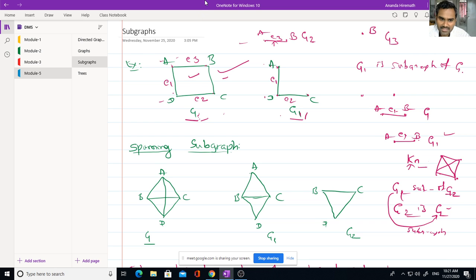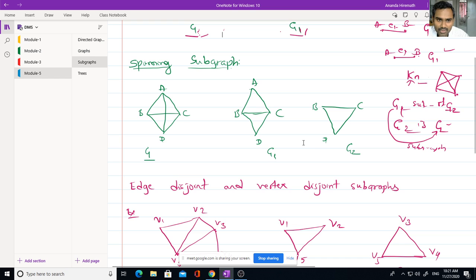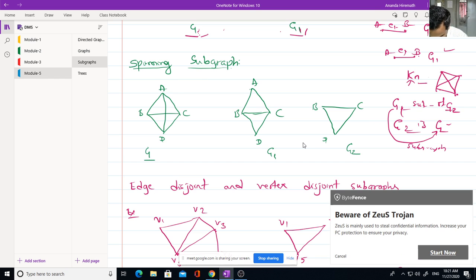Okay? Now next, we discuss spanning subgraph. What is a spanning subgraph? Let us discuss. If there is a graph G with V and E as the set of vertices and set of edges, and there is a subgraph G1 with V1 and E1 as the vertex and edge sets, and there is one more G2 with V2 comma E2.